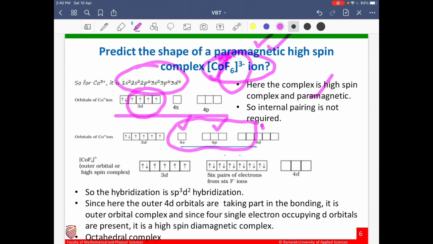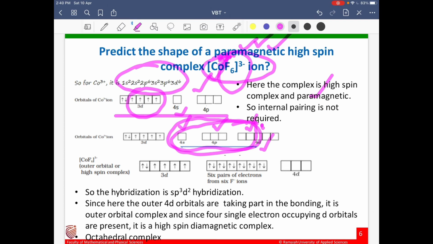Here, why is internal pairing not required? Because the complex is paramagnetic in nature. So internal pairing is actually not required. So from where will we get 2 vacant orbitals other than 4s and 4p? It's from 4d. 2 d orbitals from 4d will also take part in the hybridization. So these 6 orbitals will undergo hybridization and form 6 hybridized orbitals, and these 6 hybridized orbitals will form coordinate bonds with the ligands, which are 6 fluoride ions.